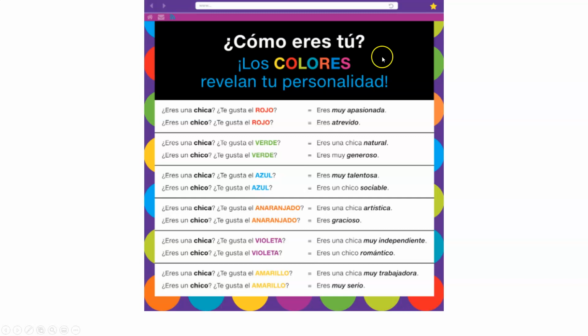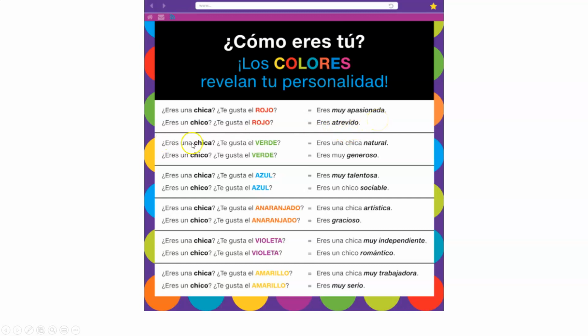All right, ¿cómo eres tú? Right, let's see if you can read this, right? How are you like? Los colores revelan tu personalidad. The colors reveal your personality. ¿Eres una chica? ¿Te gusta el rojo? Eres muy apasionada. What do you think apasionada means? Did you say passionate? Then you are correct. Eres un chico, ¿te gusta el rojo? Eres atrevido. You are daring, right?